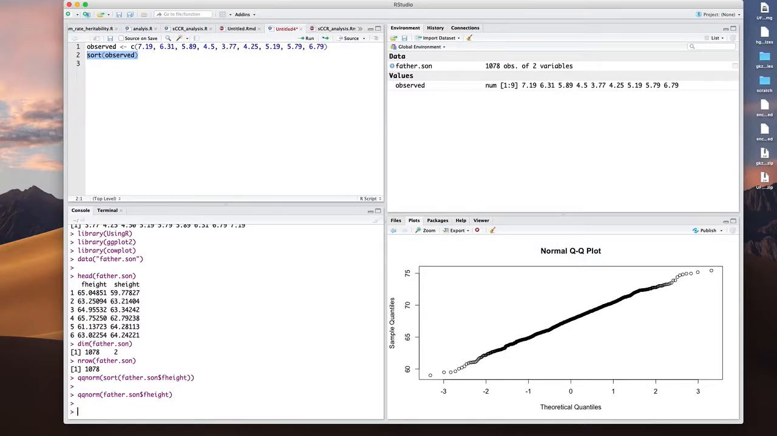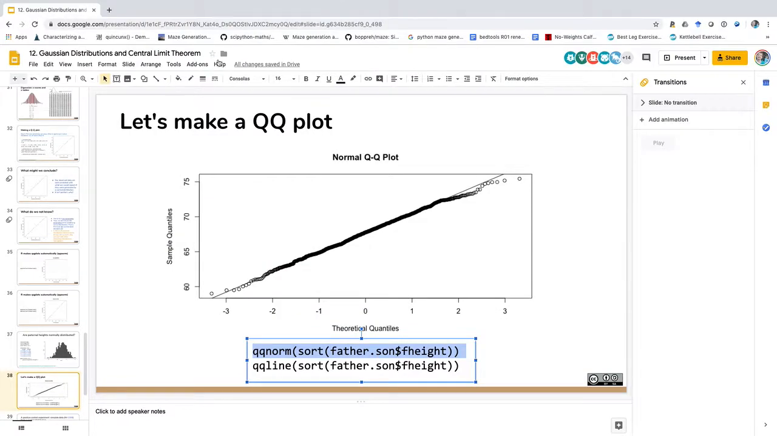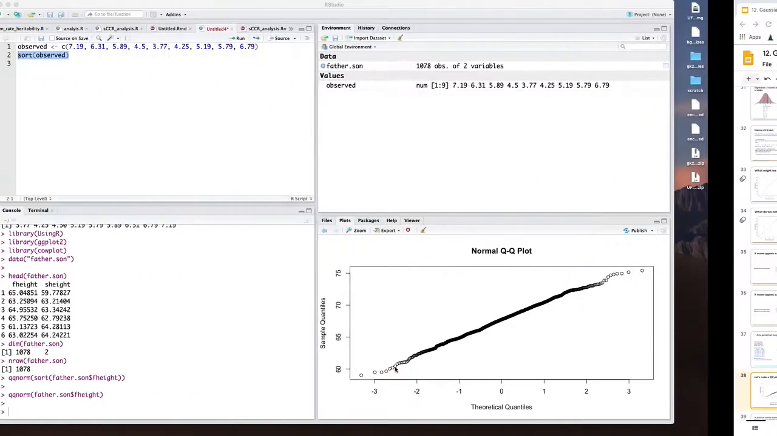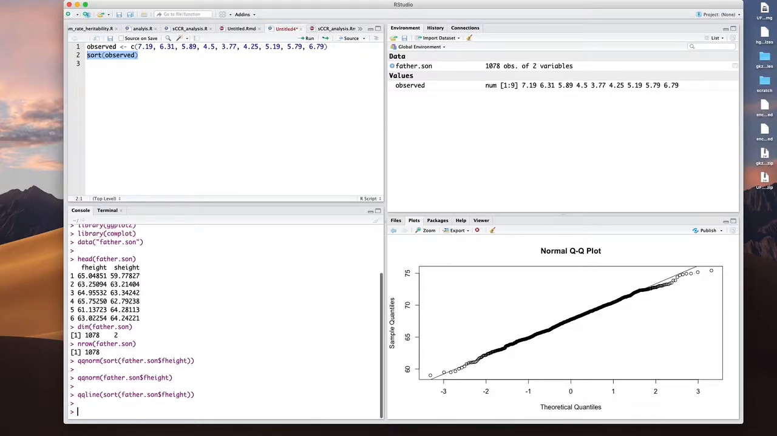That looks pretty good, right? What's missing is the line. So let's draw that on there. Yeah, that looks pretty sweet. It's a little ragged out in the tails. So our least common values at the low end and high end are a little bit deflated with respect to what the theoretical distribution might predict. And I think that probably comes from the fact that, again, we only have 1,078 values.